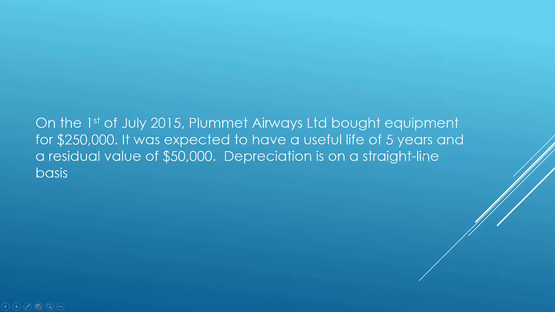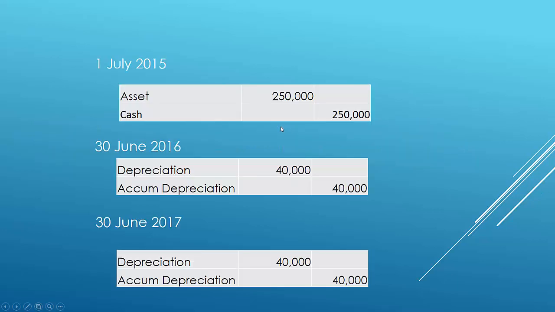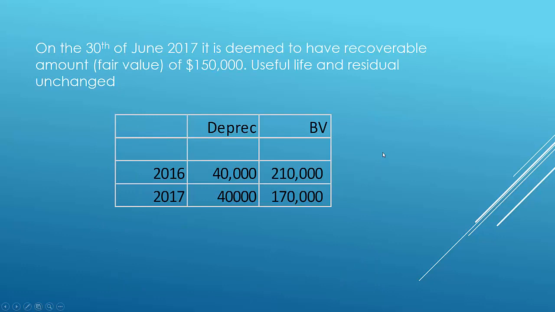Let's think about what the journal entries would be over the first couple of years. On the 1st of July, we'd recognise the asset, $250,000 in cash. And at the end of 2016 and the end of 2017, we'd recognise depreciation and accumulated depreciation of $40,000. So by the time we get to 2017, we can see that the asset has a book value of $170,000. Started off at 250, minus 80, it's now 170.